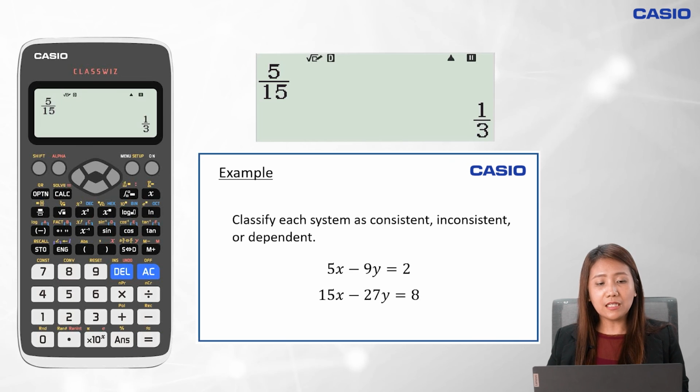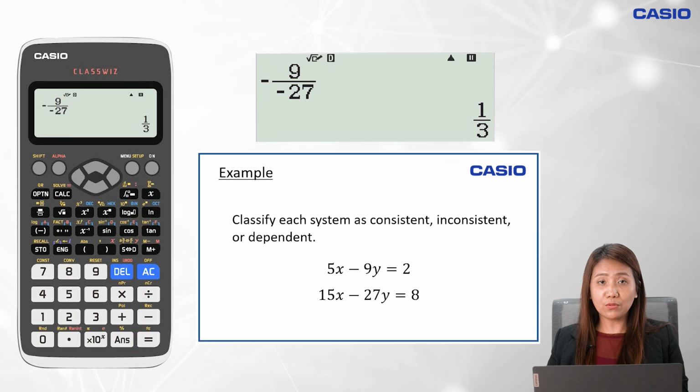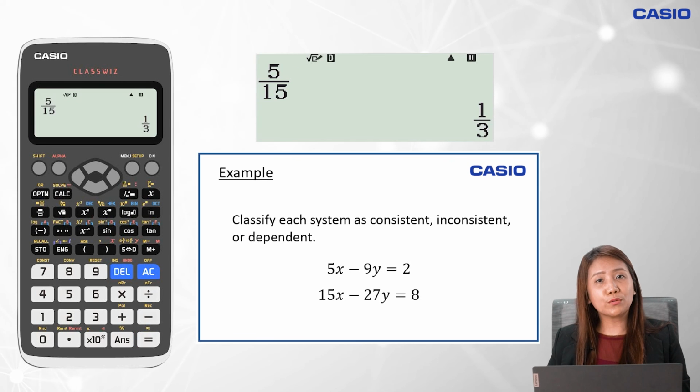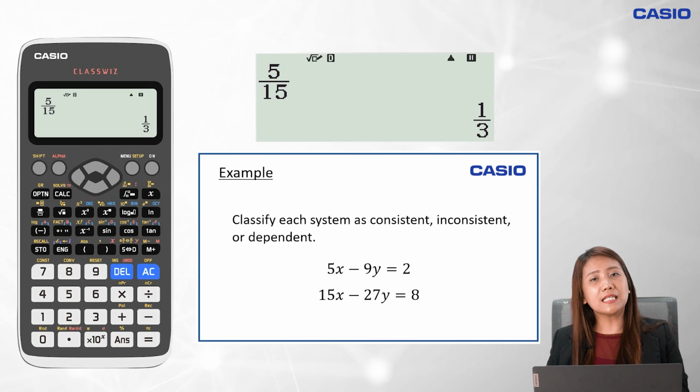5 over 15 is 1/3. -9 over -27 is 1/3. 2/8 is 1/4. Since the ratios of the coefficient of x and coefficient of y are equal, but the ratio of the constant terms is not equal, the kind of graph that we have for this system is parallel lines. This means the kind of system that we have is an inconsistent system.